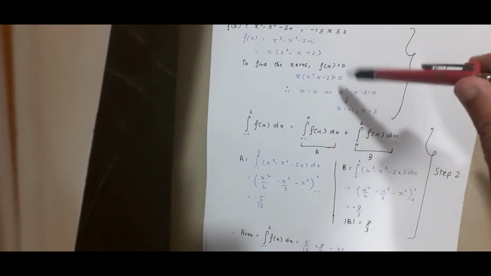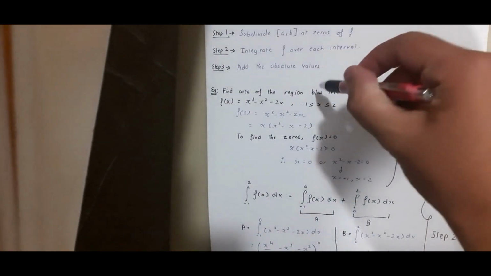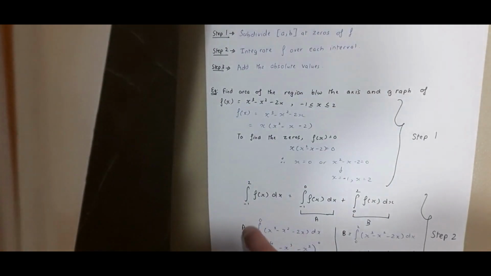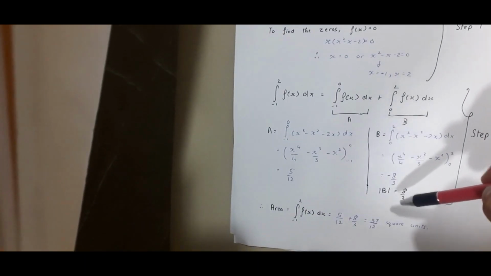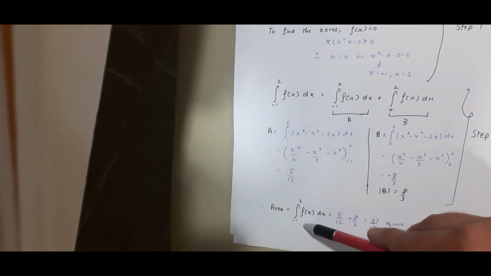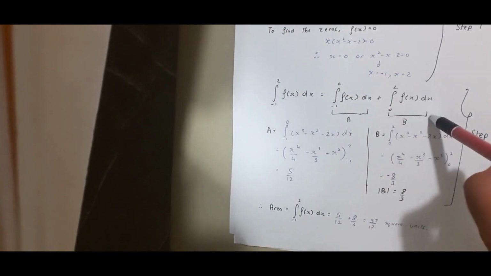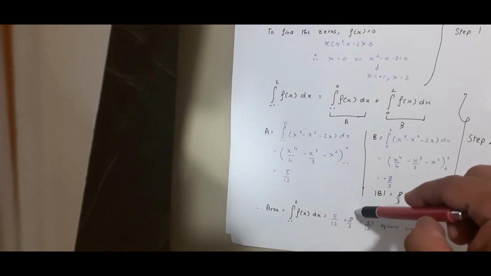But to get the area, we need to add the absolute values, as you can see in step 3 here. We take the absolute value of b, which is 8 by 3, and the total area is given by this, minus integration from minus 1 to 2 of f of x dx, but that is equal to a plus b. So over here we get 5 by 12 plus 8 by 3 equals 37 by 12 square units, which is your area.